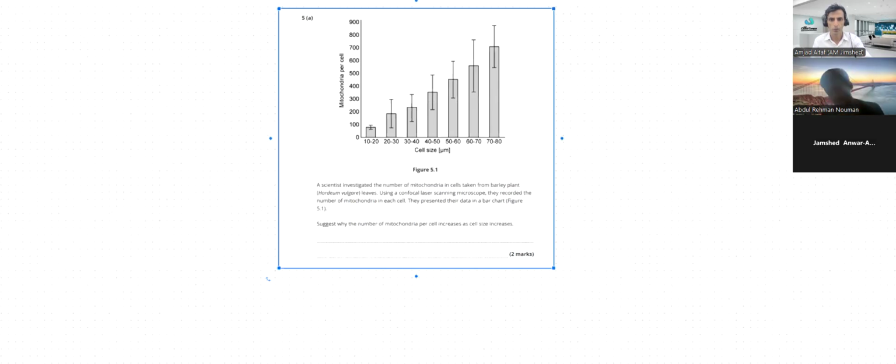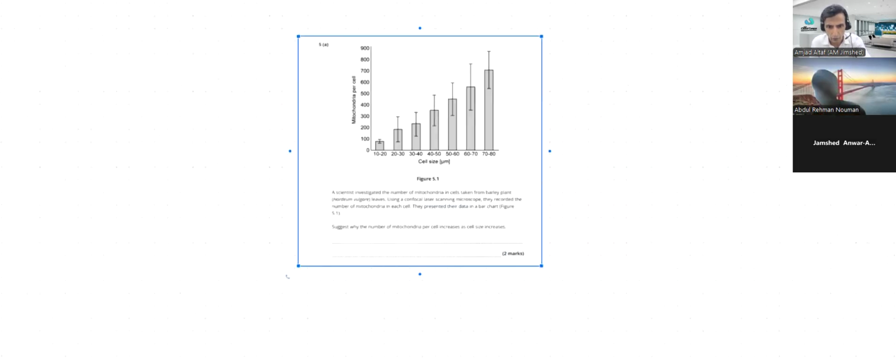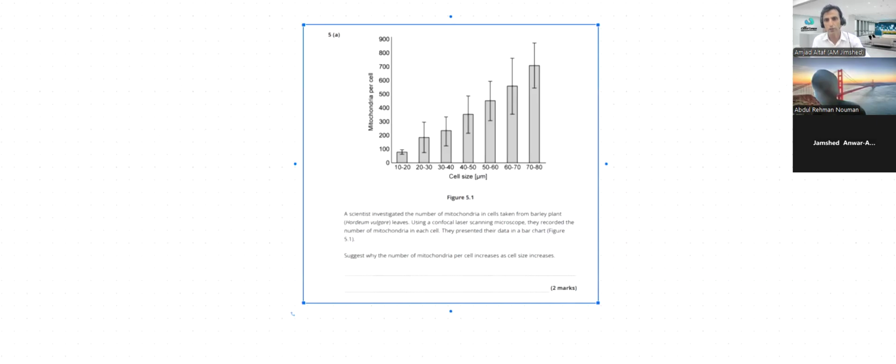Look at this, Abdul. Here's a question. A scientist investigated the number of mitochondria in cells taken from a barley plant using a confocal laser scanning microscope. They recorded the number of mitochondria in each cell. They presented the data in a bar chart. Suggest why the number of mitochondria per cell increases as cell size increases. What do you think about it?